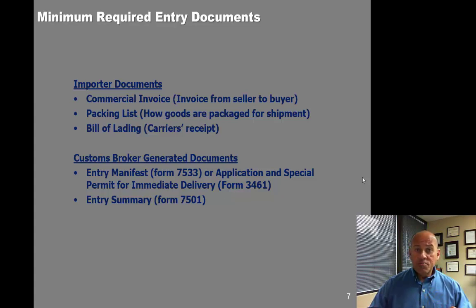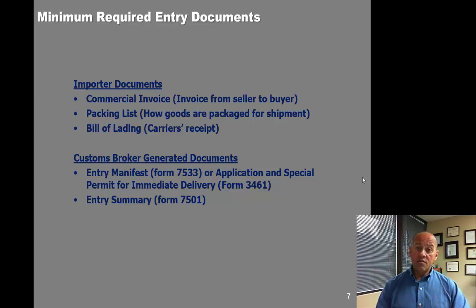This is essential because if Customs wants to inspect the goods, let's say that you're bringing in 20 different commodities and they're just concerned with inspecting one, they want to be able to look at the packing list and be able to locate that merchandise, say if it was in a container or a box or crate or pallet. The bill of lading is the carrier's receipt, and this is an essential document that's required for U.S. Customs entry purposes.